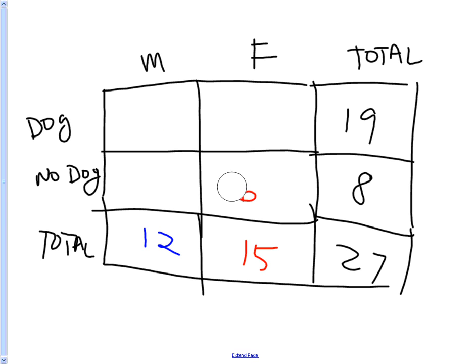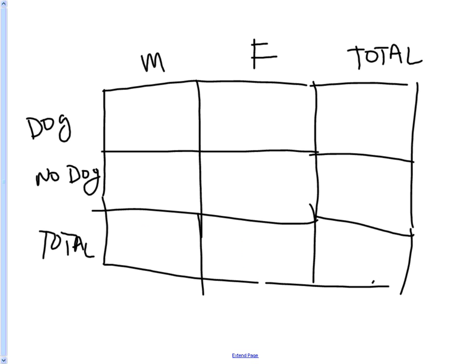Who are my male people who have a dog? Raise your hand, please. We'll create the data for our class. 1, 2, 3, 4, 5, 6, 7, 8. And my male people who do not have a dog at their house. 1, 2, 3, 4, 5, 6, 7, 8, 9. And now I'm ready to do a total. 8 and 9 is 17.